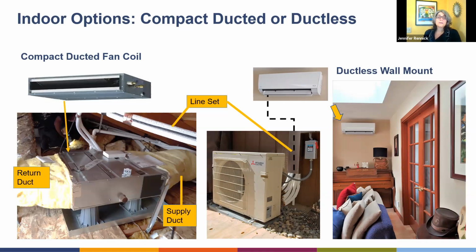The line set could also go up into the house and into an attic to a small compact ducted fan coil, and you could run real simple return and supply ducts from that. And as long as the primary dwelling and the ADU each has its own system where they don't share air and each have their own thermostats, you would comply with that part of the code.